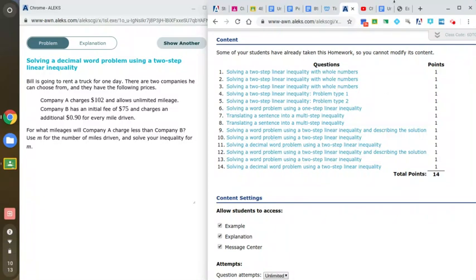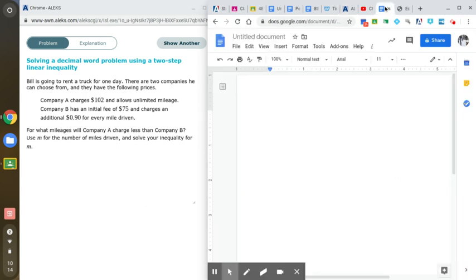Welcome, students, to some more help on our multi-step inequalities. What we're about to go over right now is our last problem here, solving a word problem. I have one posted right here on the left of my screen. And again, I'm going to get a blank document so I can write on it.